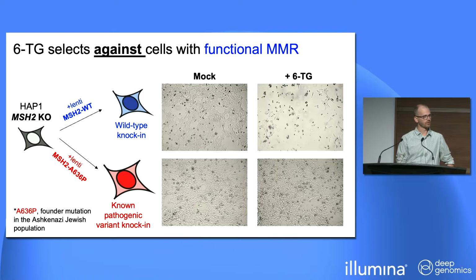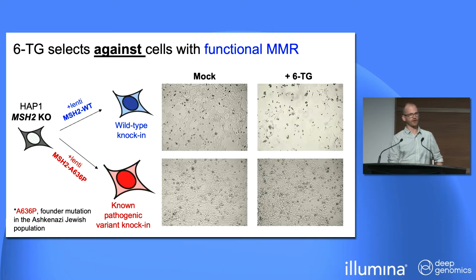And so the drug that we use is a purine analog, 6-thioguanine, abbreviated as 6-TG. And this compound is selectively toxic to cells that are MMR proficient. So you have to turn things upside down in your head. We're going to select for the loss of function when we use this. So this is an example of how it looks.